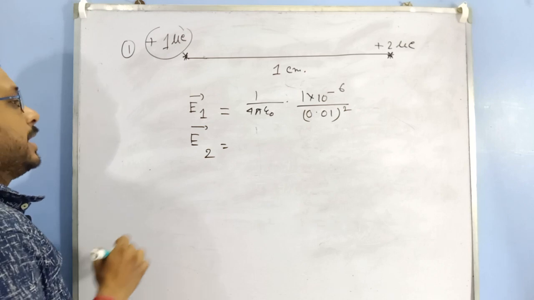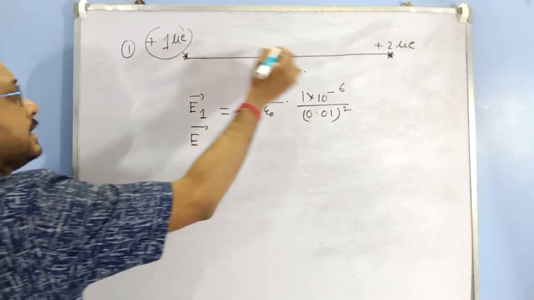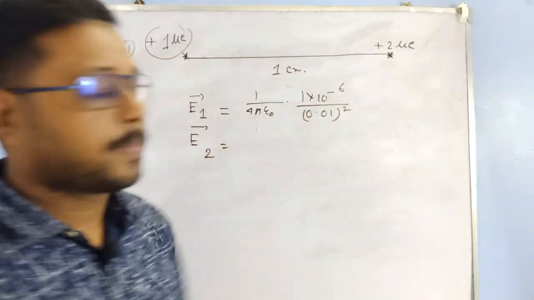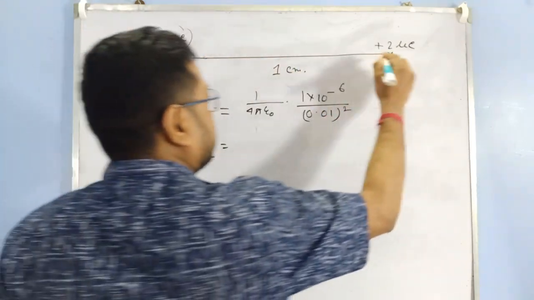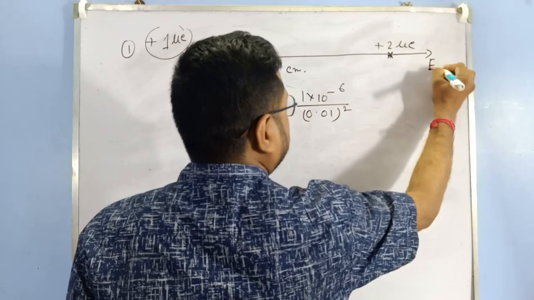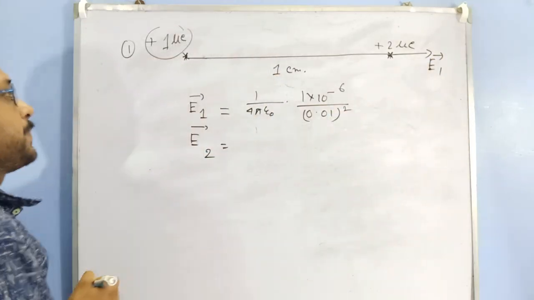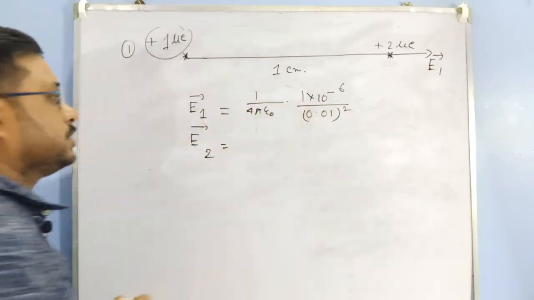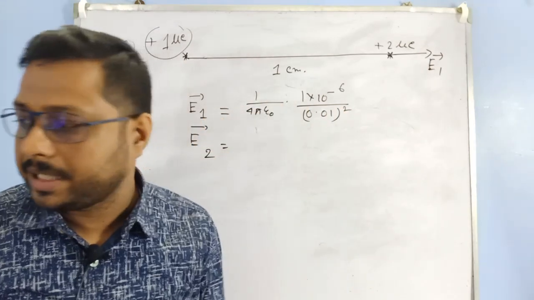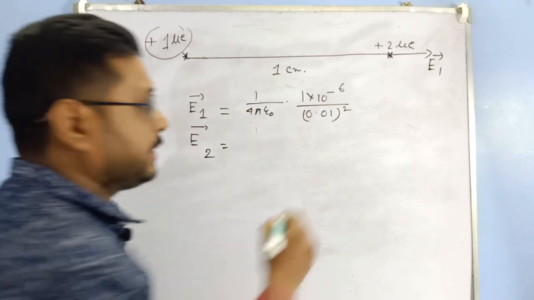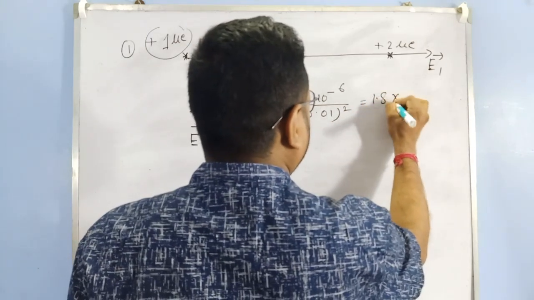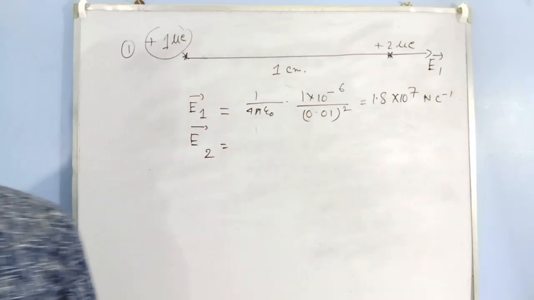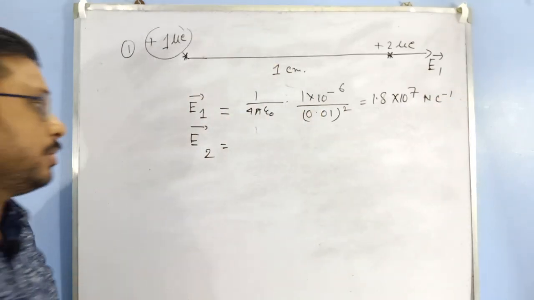As the two charges are positive, the electric field is along the direction of force, that is along the right side. So 1 by 4 pi epsilon 0 is 9 into 10 to the power 9. So the value of E1 will be 1.8 into 10 to the power 7 Newton coulomb inverse.